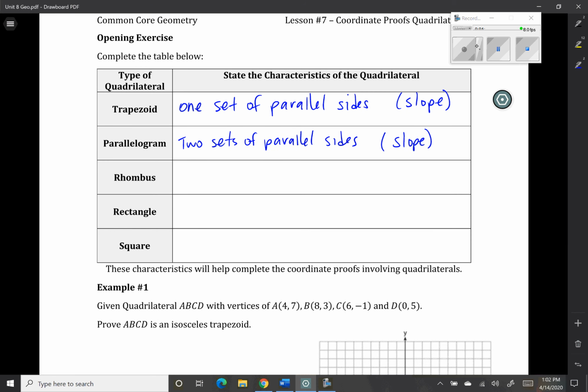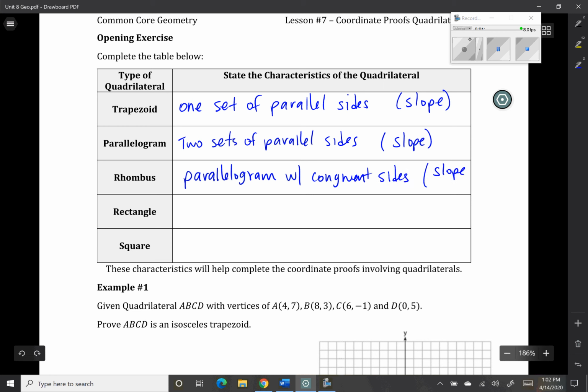A rhombus is just a parallelogram with congruent sides. That we're going to use slope and distance. So we'll use slope to show that the opposite sides are parallel, making it a parallelogram, and distance to show that all the sides are the same length. A rectangle, well, that's a parallelogram with perpendicular sides. So to prove that, all we need is slope. Don't need distance at all for that.